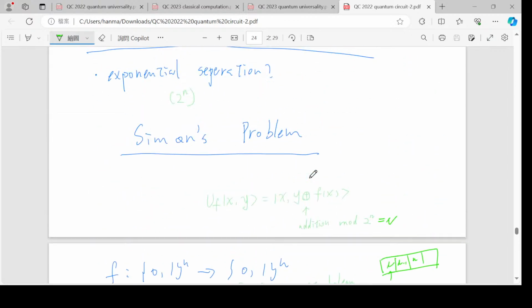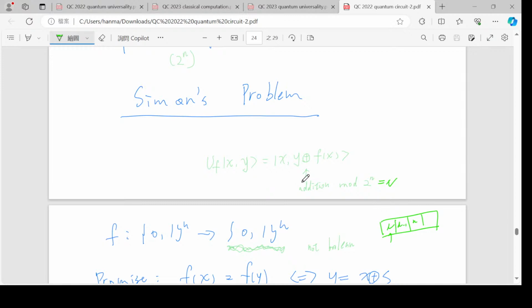We will need to define this to be some kind of addition that's reversible. So let's say we have bitwise addition mod 2 here. We just think of y as an n-bit string and f(x) as an n-bit string, to make things a little easier. So y is an n-bit string, f(x) is an n-bit string, and this ⊕ is bitwise addition mod 2, just like before.